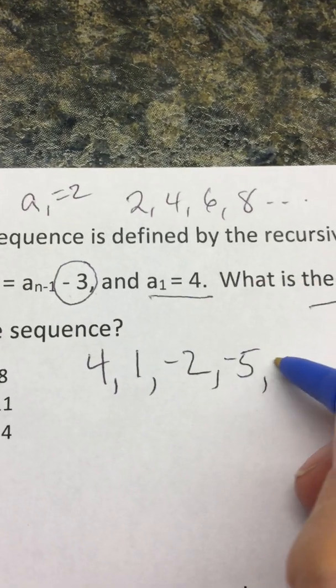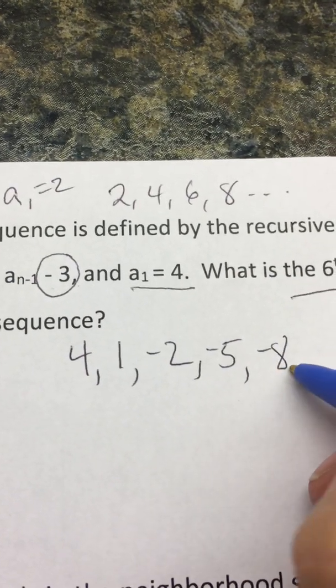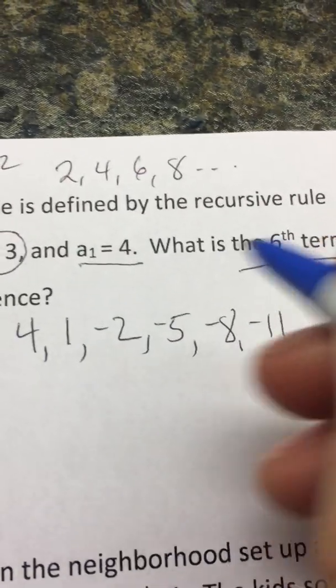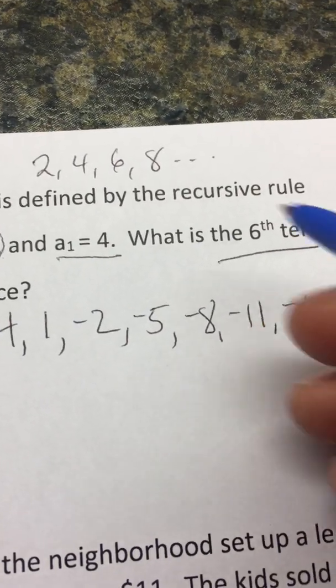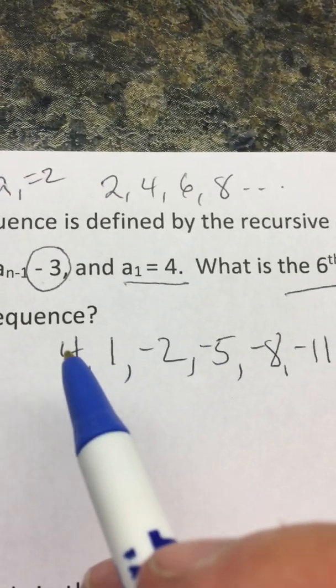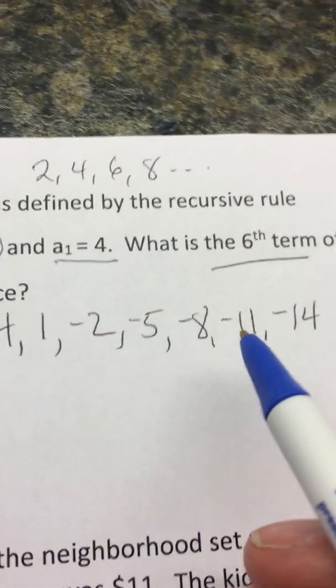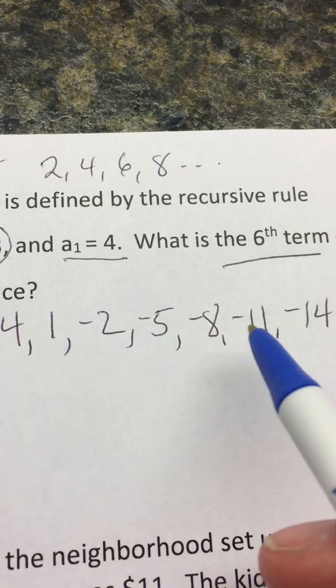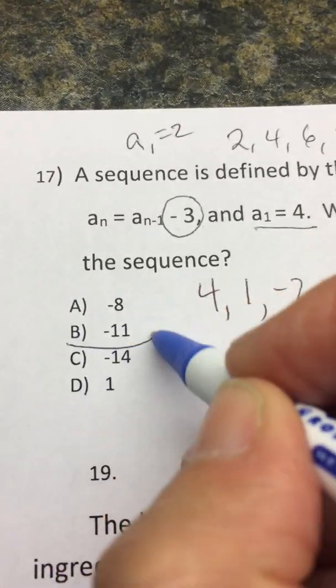Negative 5 minus 3, and again, just put these in the calculator. Negative 8 minus 3, negative 11. Negative 11 minus 3 is negative 14. And we wanted the 6th one. Let's count. There's the first one. 1, 2, 3, 4, 5, 6. So negative 11 is the 6th one. Count carefully. And there it is right there.